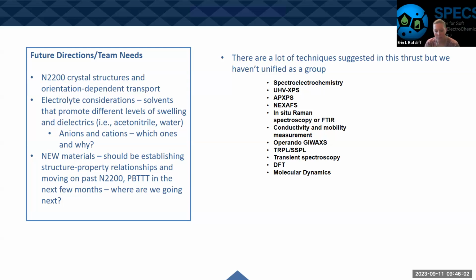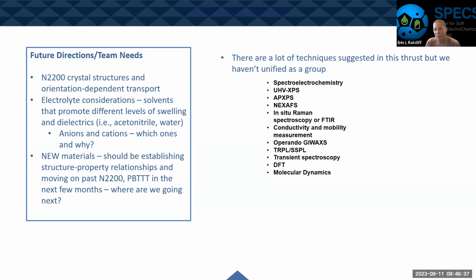Yeah, thank you for asking that. So I'm gonna answer this a couple of ways. The first thing that I'm gonna say is N2200 was the model system that we picked to get started because it was commercially available. From a transport perspective, N2200 is not good. It's slow, right? It's not a high mobility N-type polymer, because the polaron is so localized on that NDI unit.